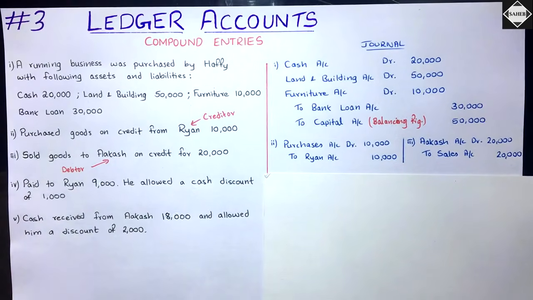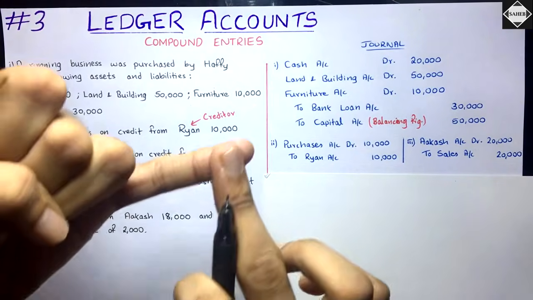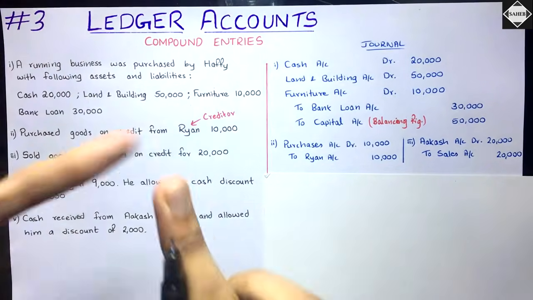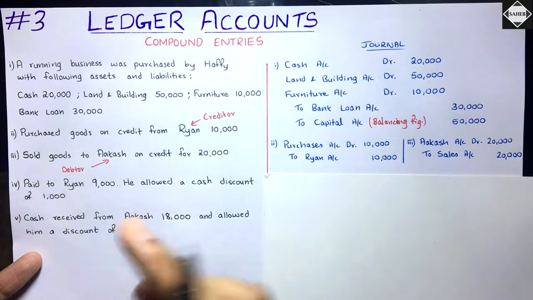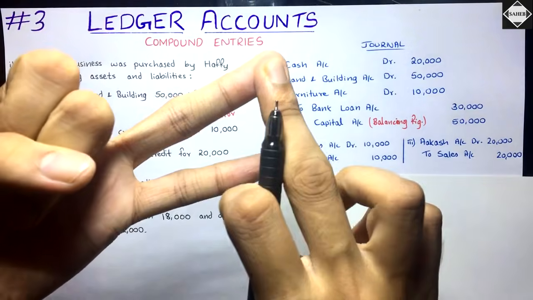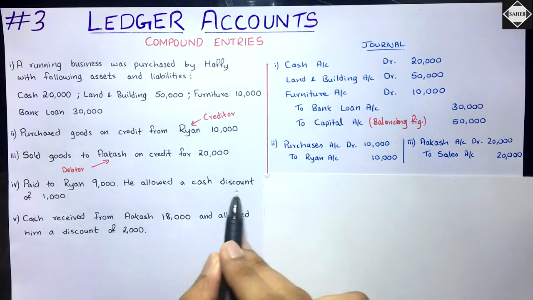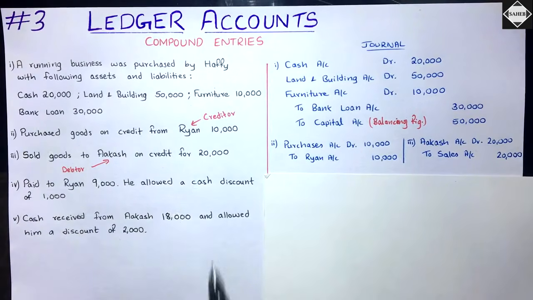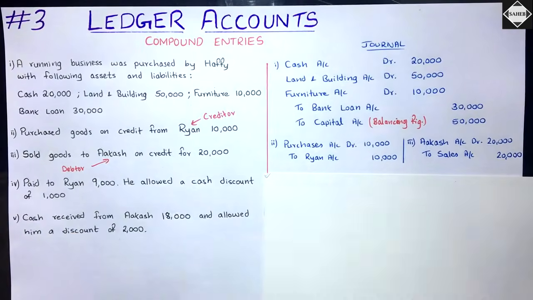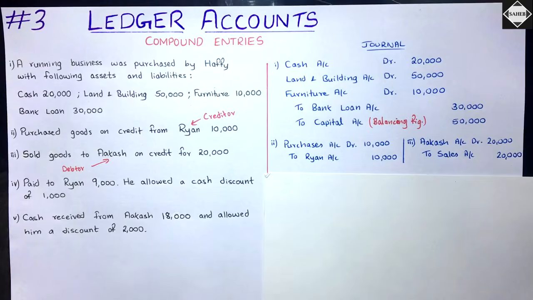Now understand how many accounts are being affected by this transaction. The first is Ryan account, of course. And then we have paid money, 9,000. So our cash is decreasing by 9,000, so cash account is affected. And then one more account is affected, that is the discount account. We have received the discount of 1,000. So discount received is an income for us because we are benefiting from that, isn't it? So discount received is an income account.